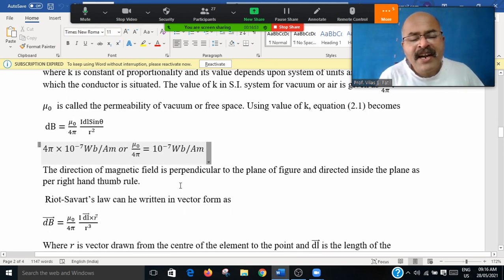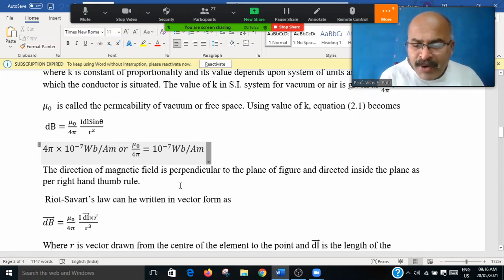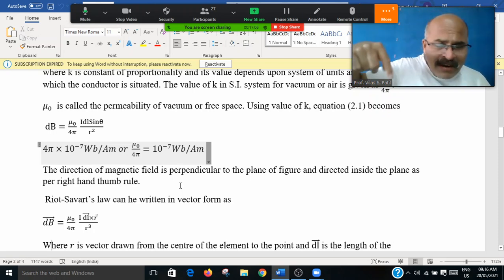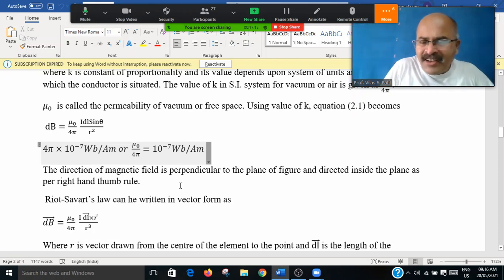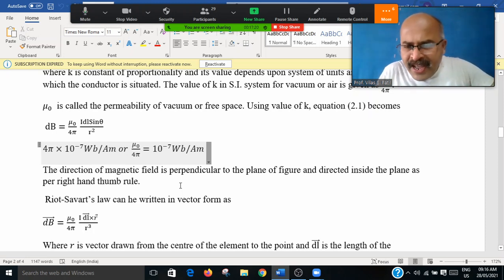And the direction of the magnetic field is perpendicular to the plane containing the center of the element, that is O, point P, and dl is the element. The direction of this magnetic field is perpendicular to all these planes. If all this is on the table, here we have a conductor, point P and point O, then the direction perpendicular to this plane is the direction of the magnetic induction.